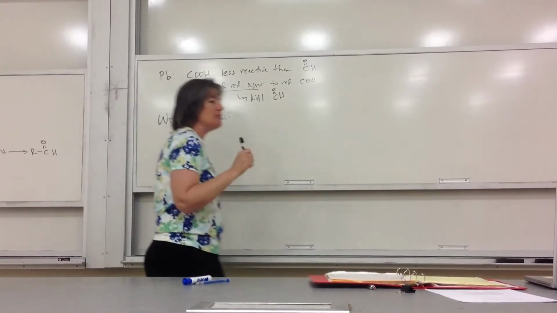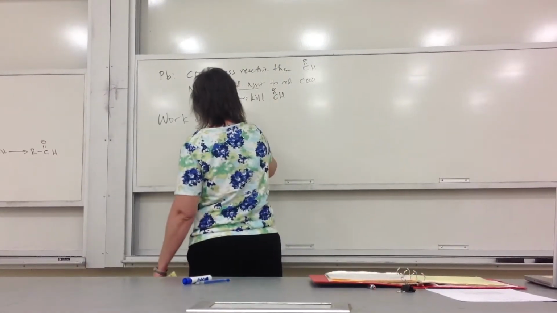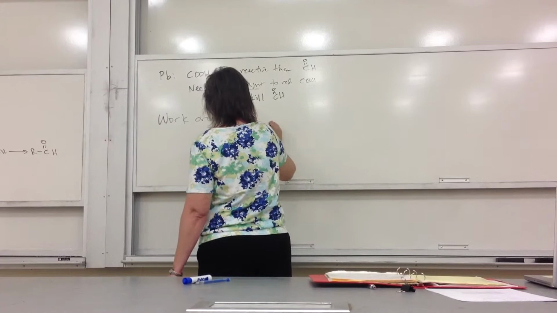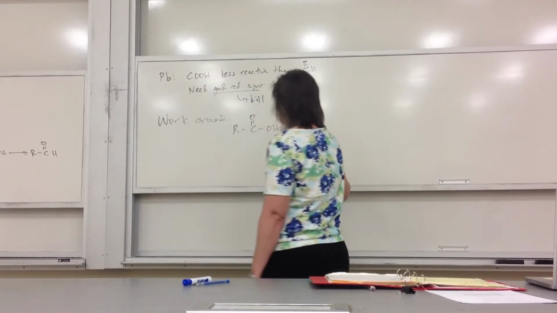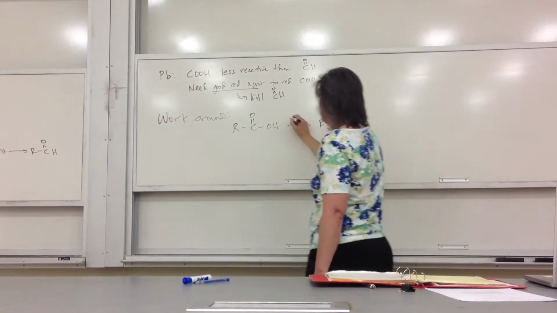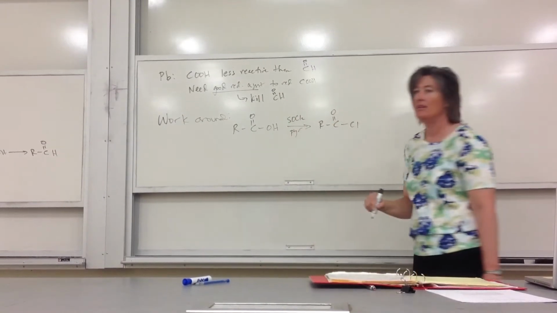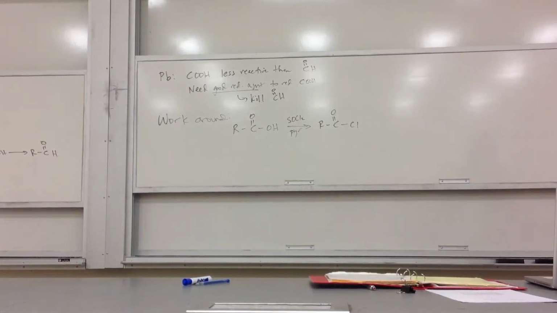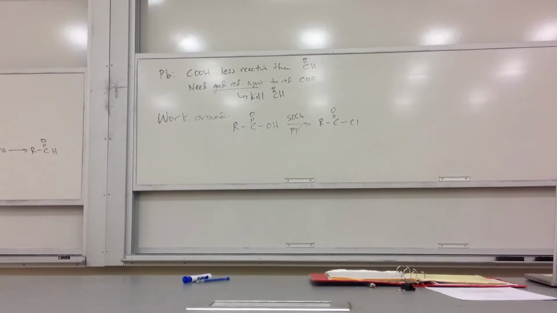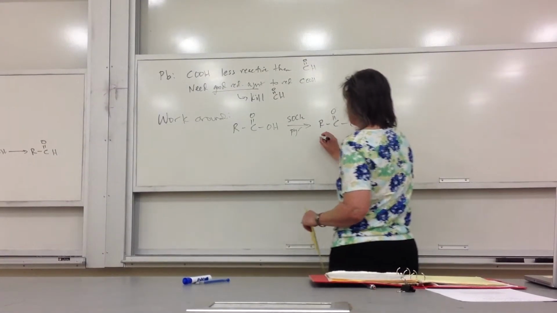But the workaround that people use is they take the carboxylic acid and they turn it into the acid chloride. So this would be SOCl2, pyridine. So you make the acid chloride. That's a reaction that is really high yield. It goes really easily, really high yield. The acid chloride is very reactive.